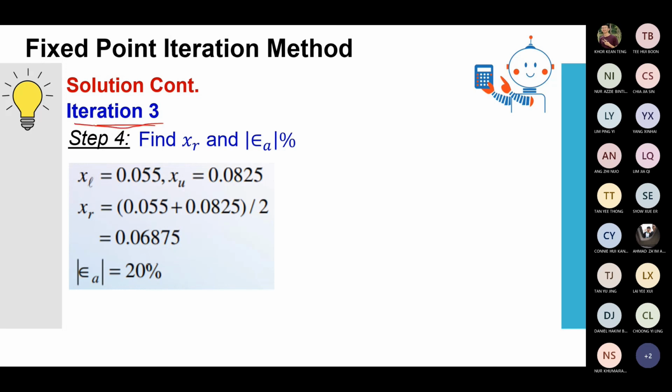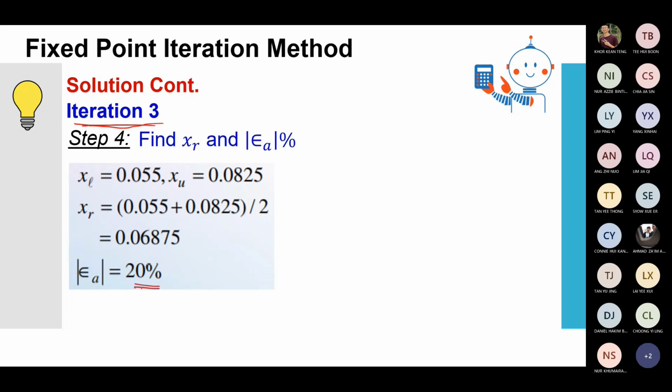As we know, the question only mentions 3 iterations, so you don't have to go further. What you need to do is take the XR you obtained, 0.06875, and subtract the previous value, 0.0825. Then the relative approximation error you get is 20%.